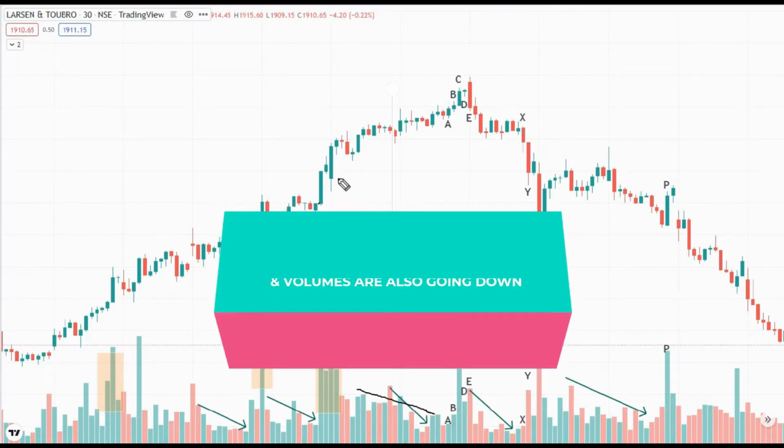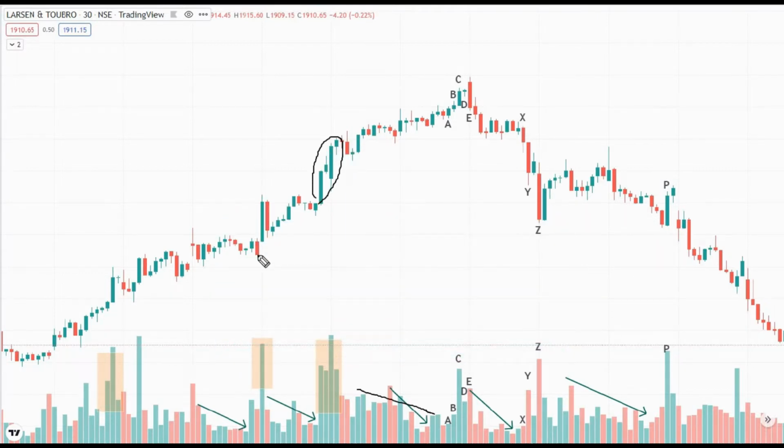The buyers were very much interested in buying in here, buying in here, buying in here. That's why we saw huge activity. Huge activity indicates the presence of the institutions. Now at these higher prices, not many people are interested to buy at these levels. That's why the volumes are going down and the prices are going up, but it is not that aggressive. Prices are going up slowly and steadily.